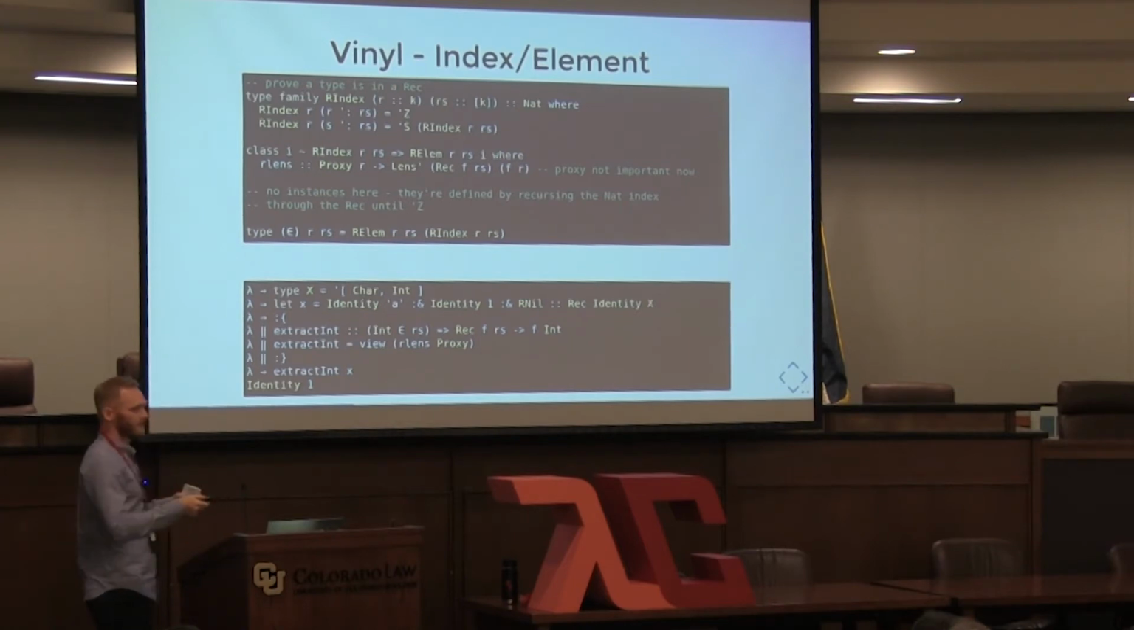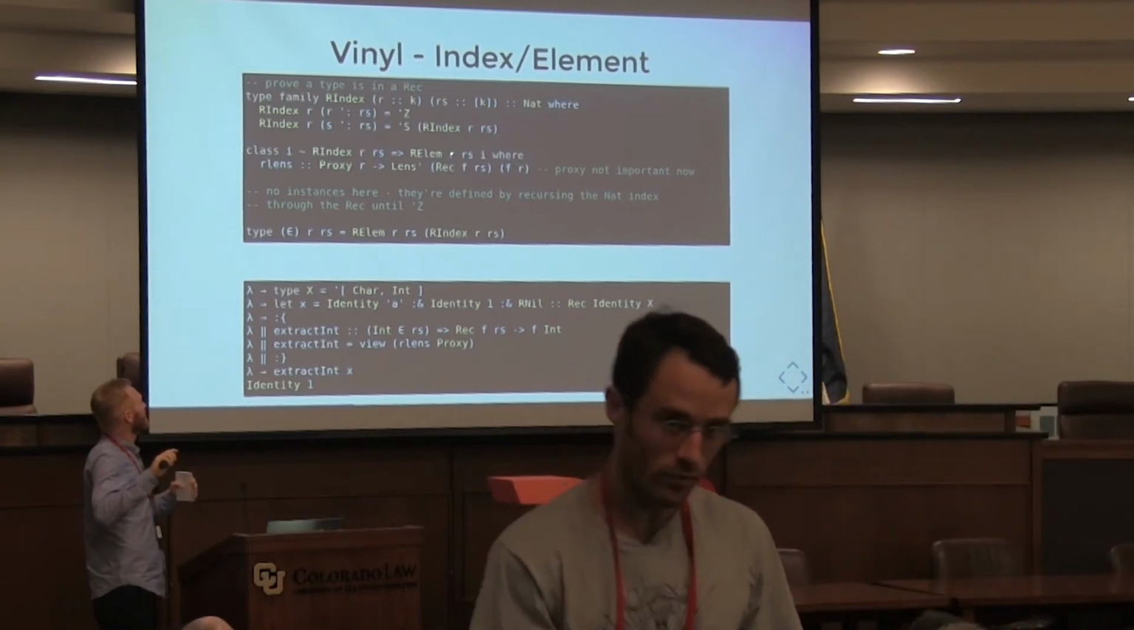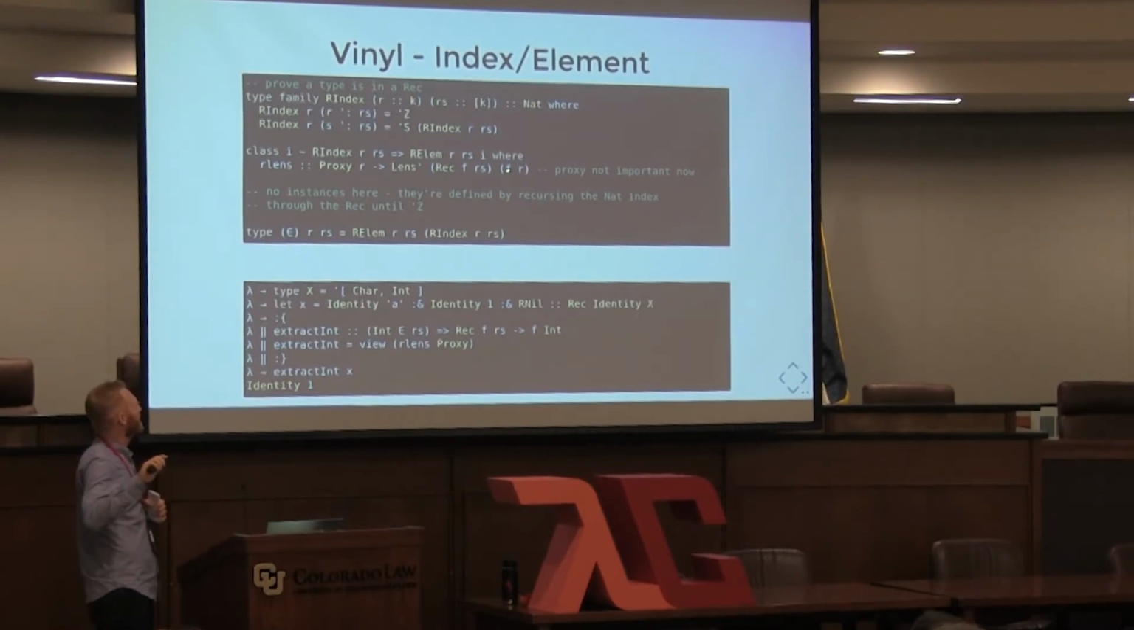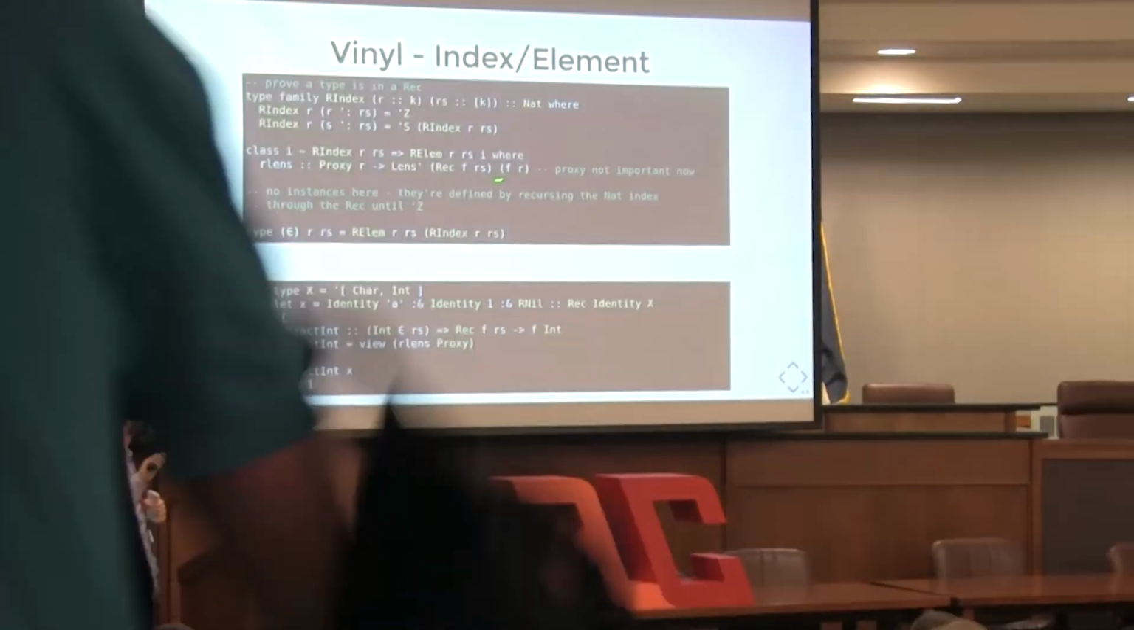So this defines a way to, given a proof of the index of R in RS, I can give you this lens, which says that I can extract R from the RS list, where this proxy will be erased, but we're not going to talk about it. And it will give you this lens into the record, and it wraps that functor around your field.